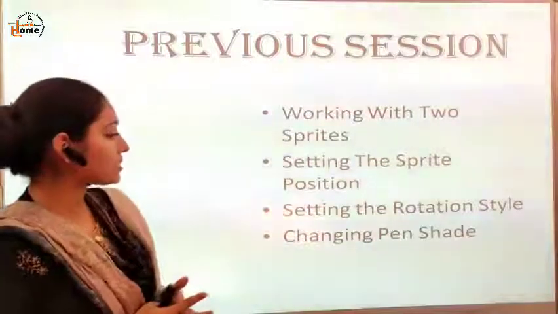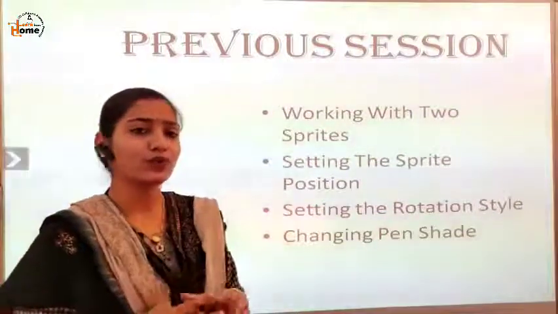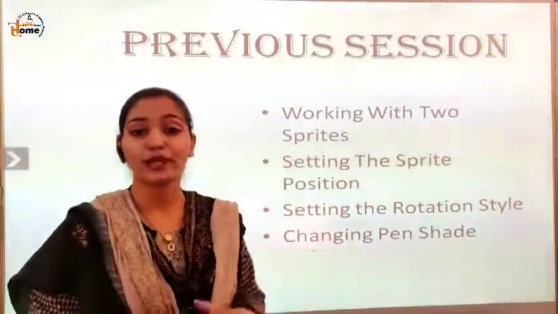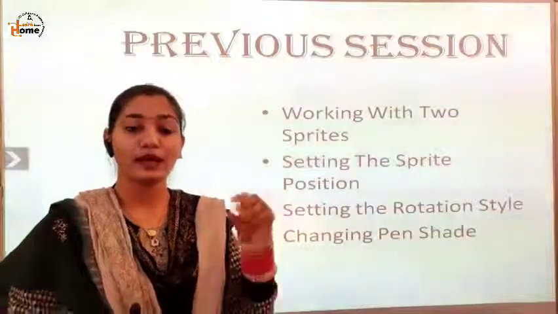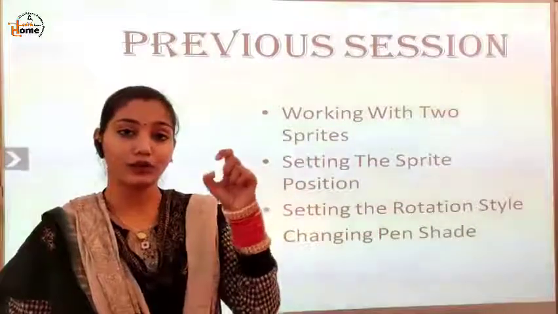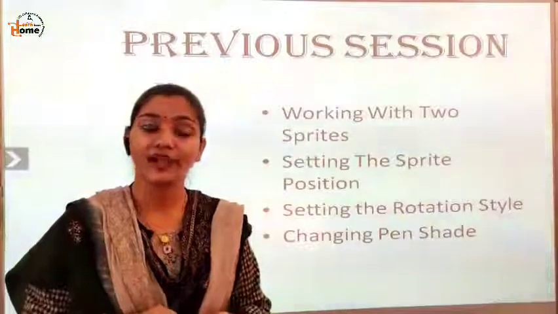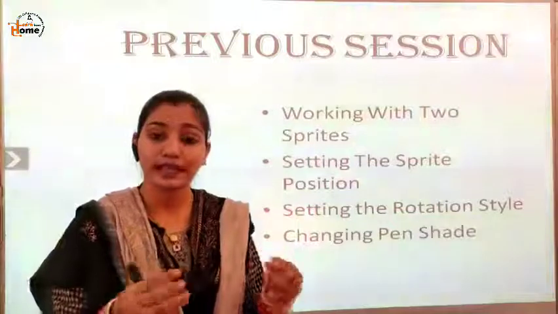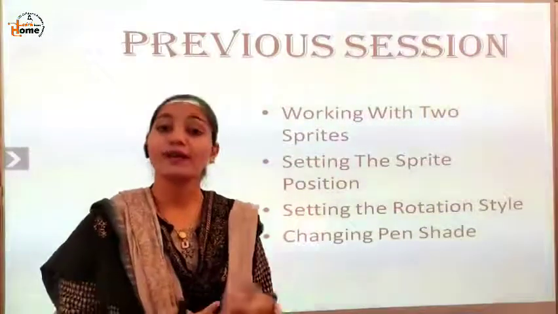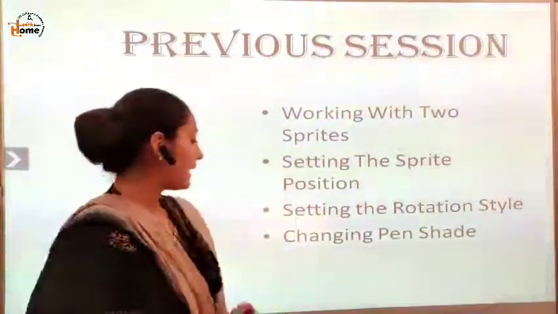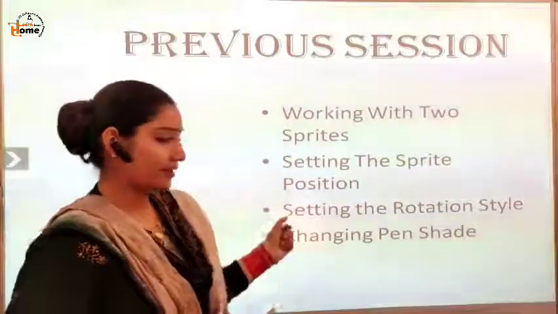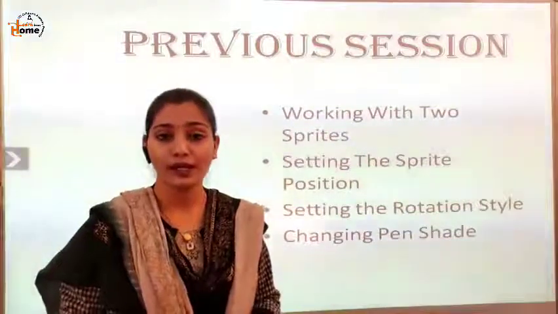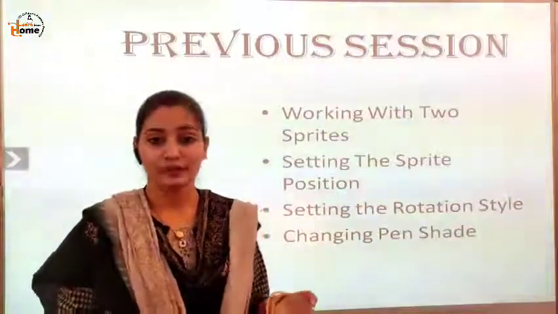And setting the rotation style. How to change the rotation of the sprite from the rotation button in the sprite info pane. Sprite info pane, you know now, the small i written in the right corner of the sprite, that is sprite info pane. When you click on it, so many options, so many details are given about the sprite, right? And you can change the pen shade. We have learned using the pen down block now, and we have changed so many colors, right?